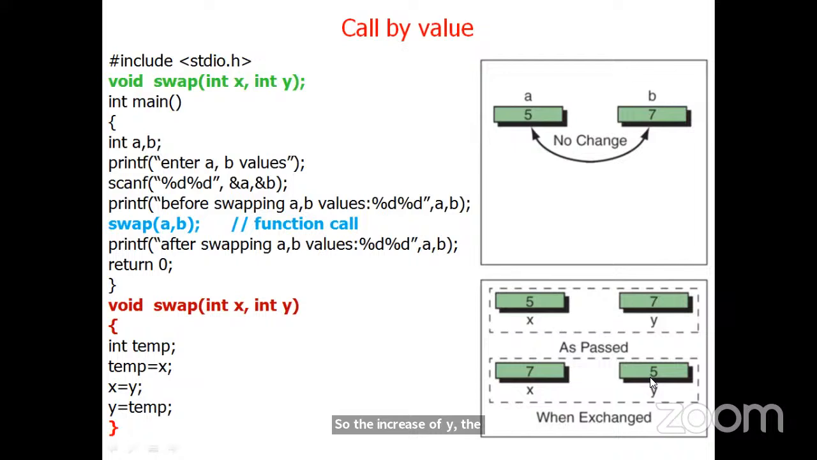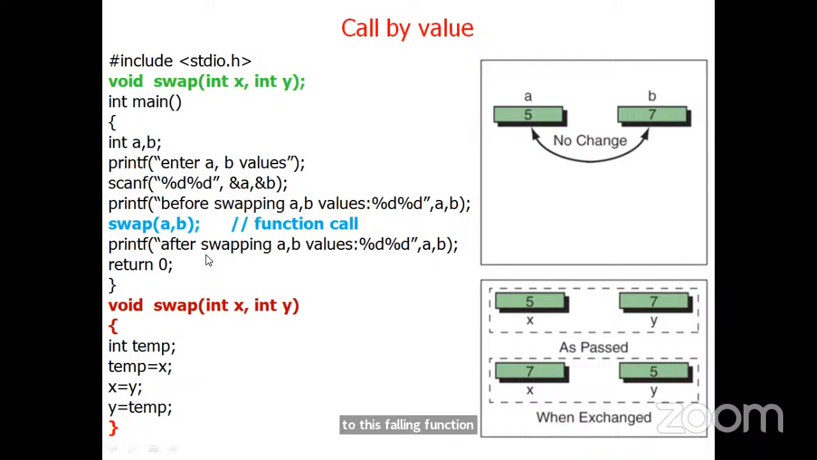This is a simple swapping operation. Nothing else is there. So I have just swapped. X value becomes 7 and Y value becomes 5. Now this will be written to where? The control comes back to the calling function.